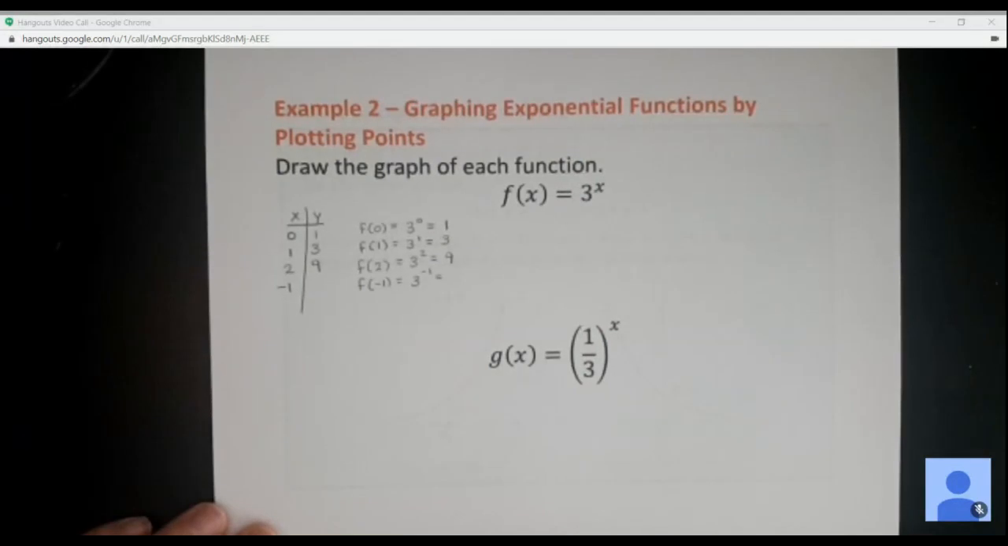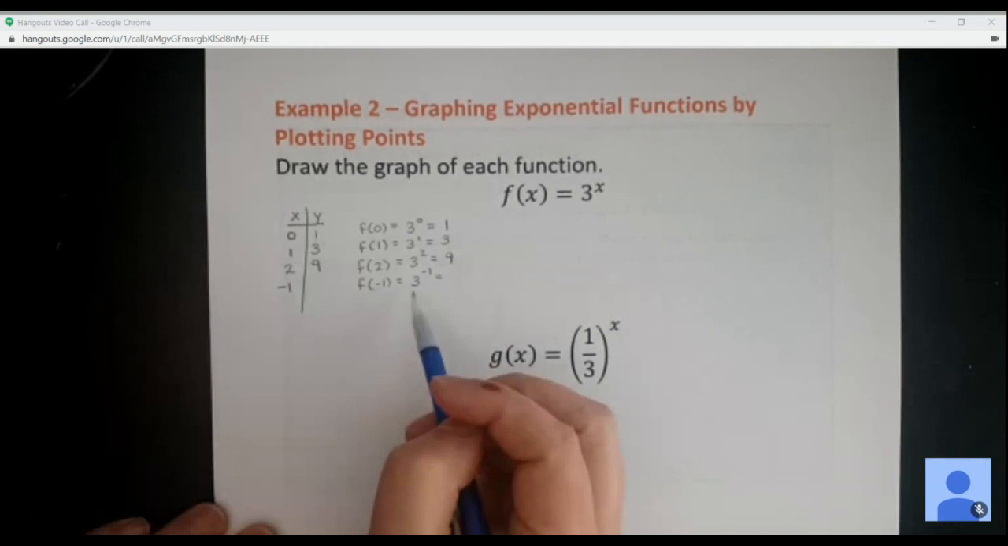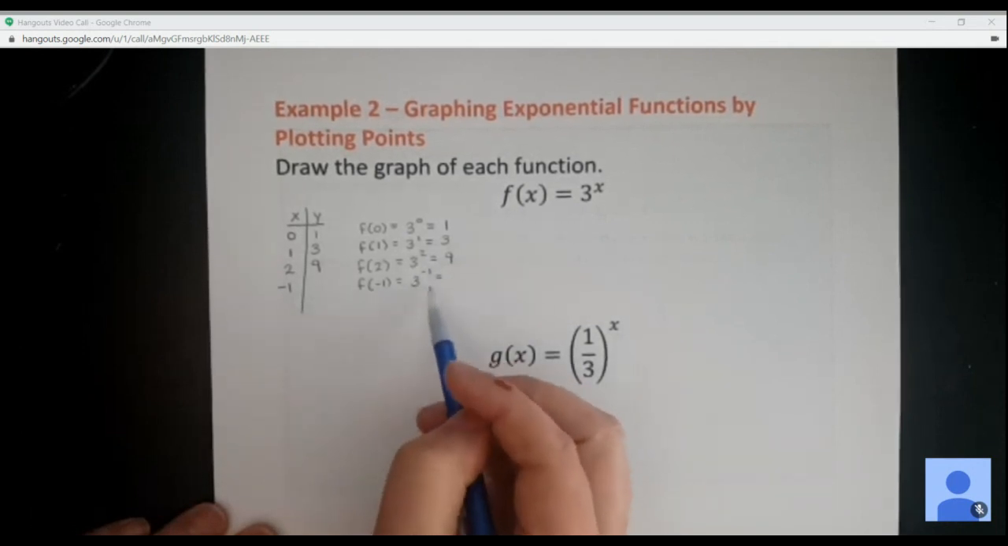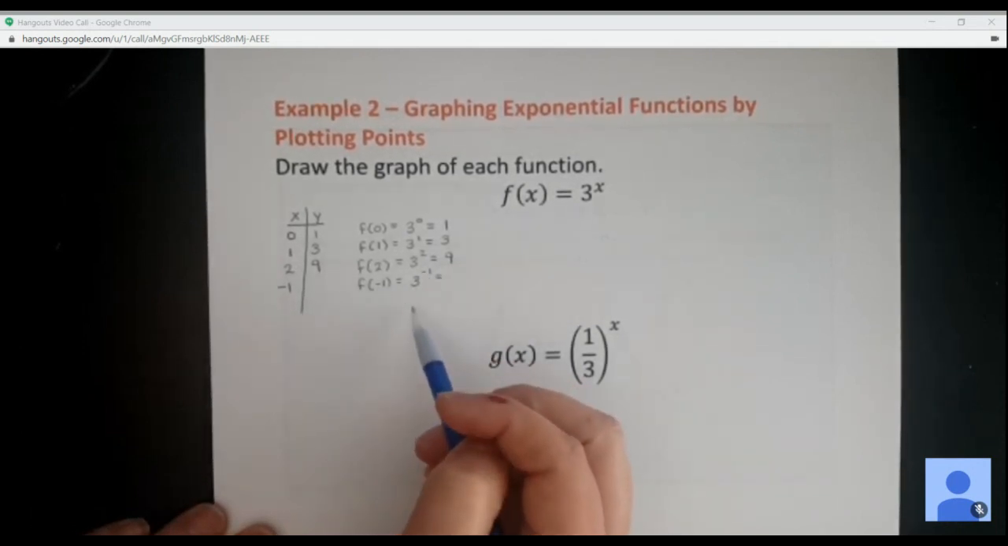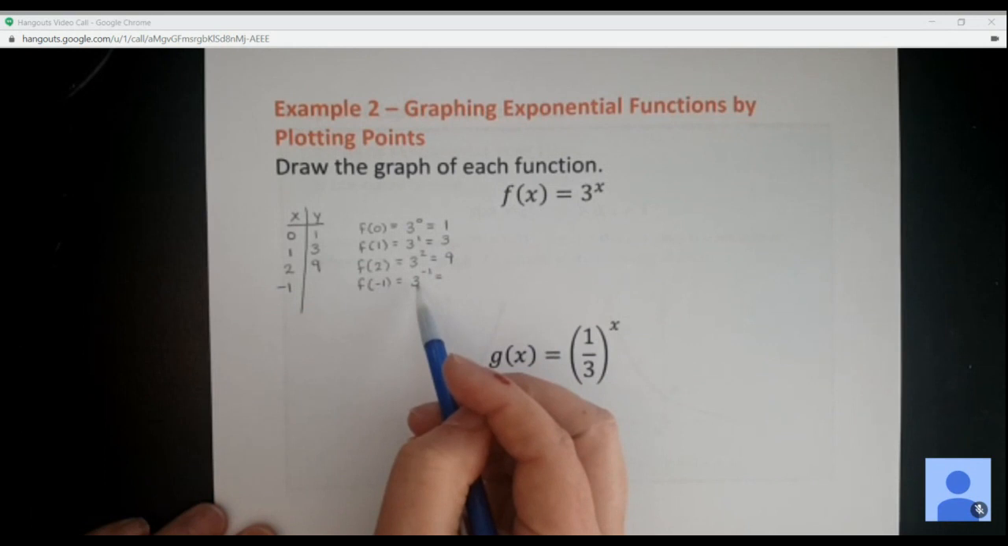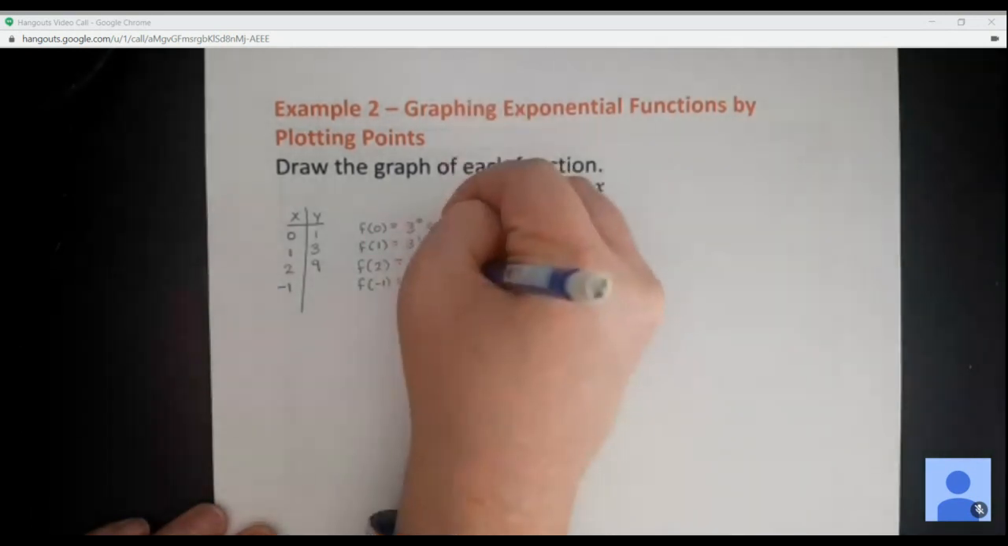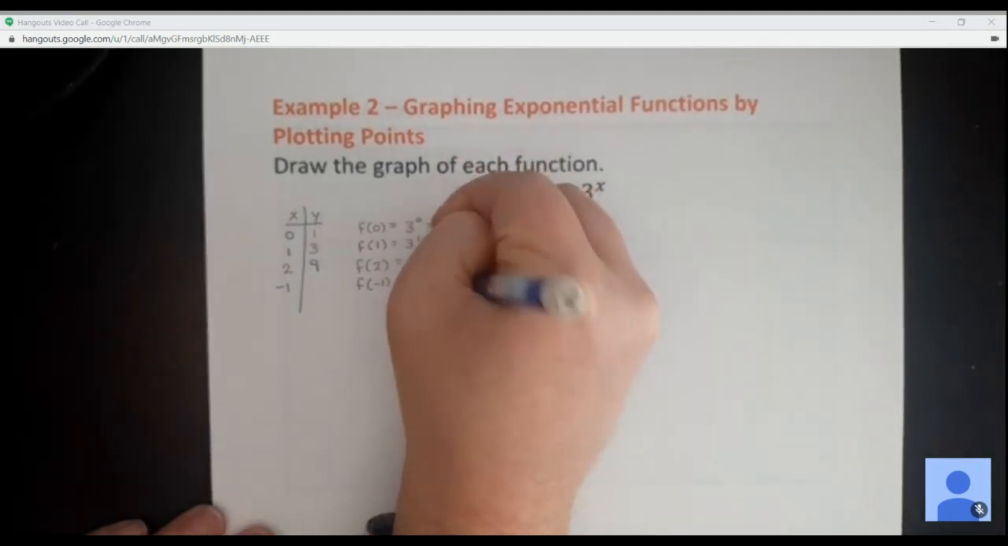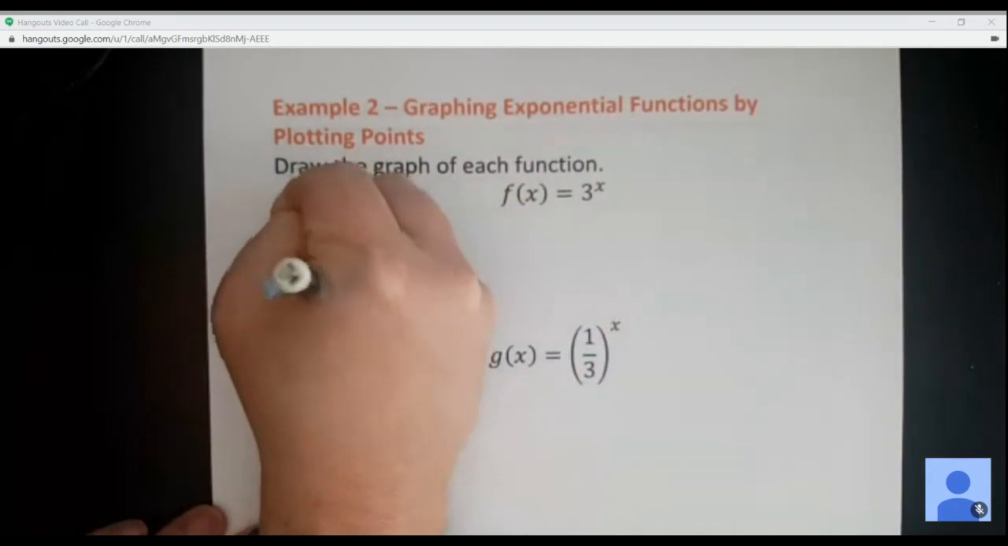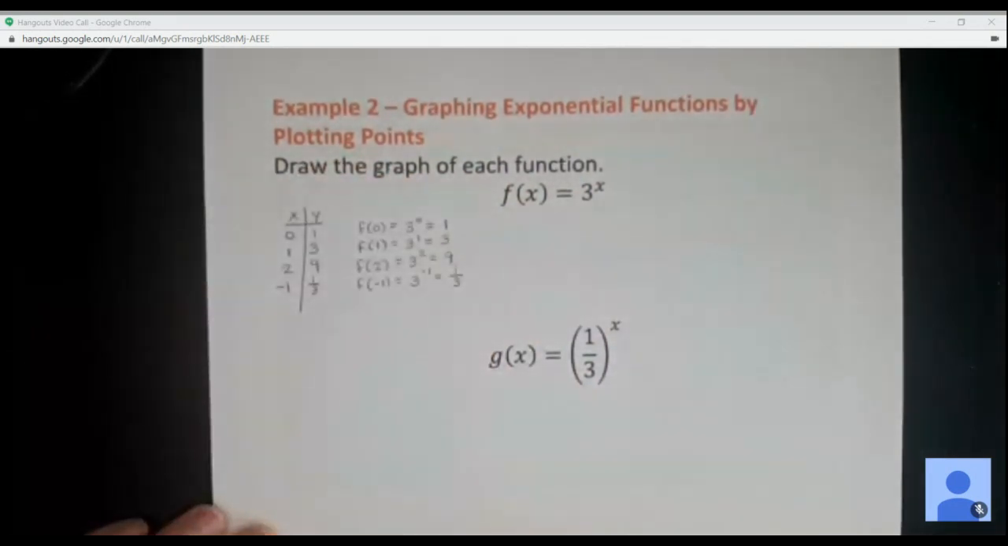Yeah, 0.3 repeating, which is the same thing as what? 1/3, right? And remember, for exponents, whenever you have a negative, we can always move it to the denominator. So this is just going to become 1/3 to the positive 1 power, and that's how we get 1/3 this time. There's our value for negative 1.